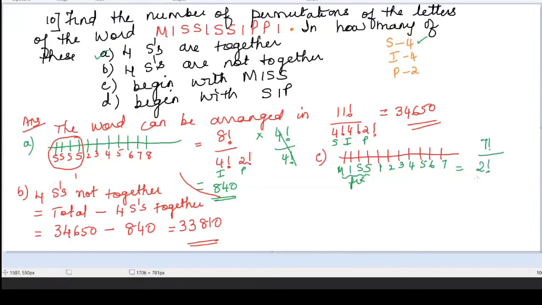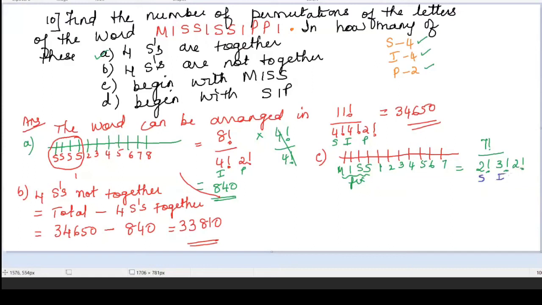Then what about I? One I has gone fixed. So how many more I are remaining? 3. So 3 factorial. Next, there was P. Yes, both P's are there, so it is 2 factorial. So quickly identify and write who is that, otherwise you may forget. So this is S, this is I, and this is P.